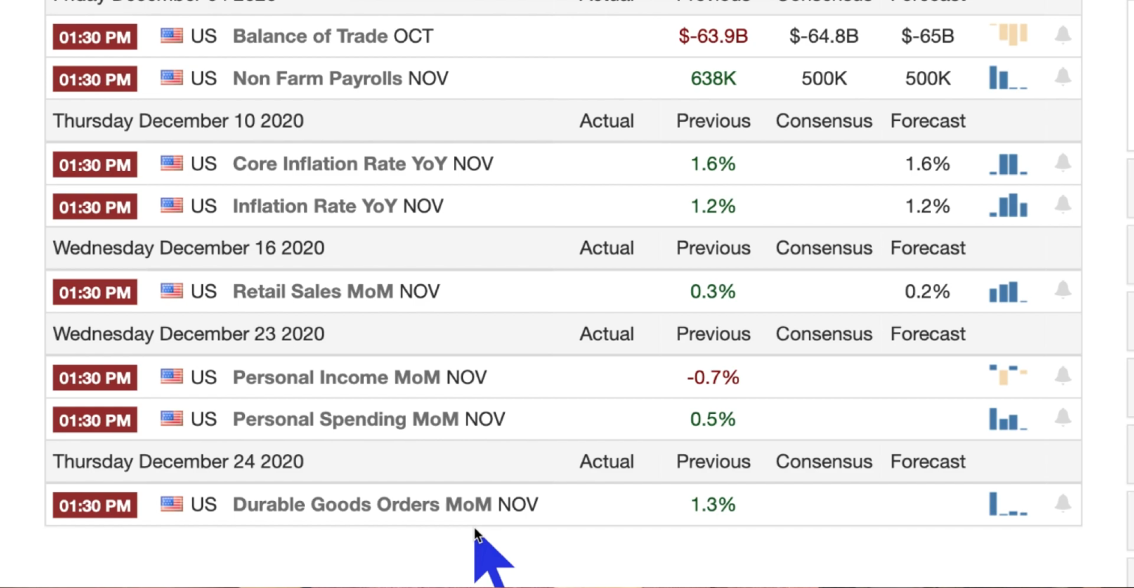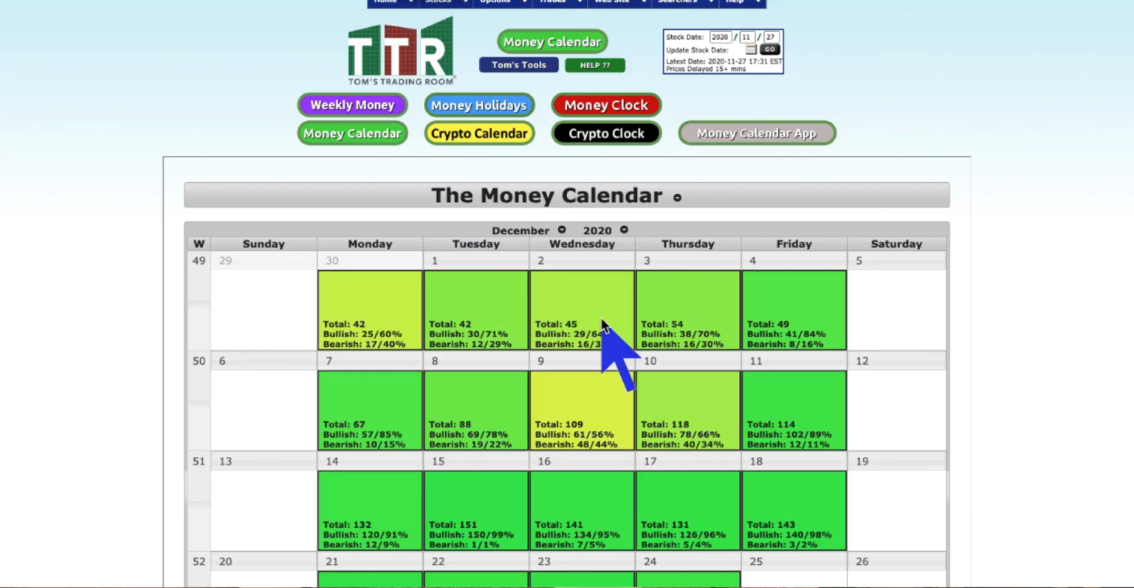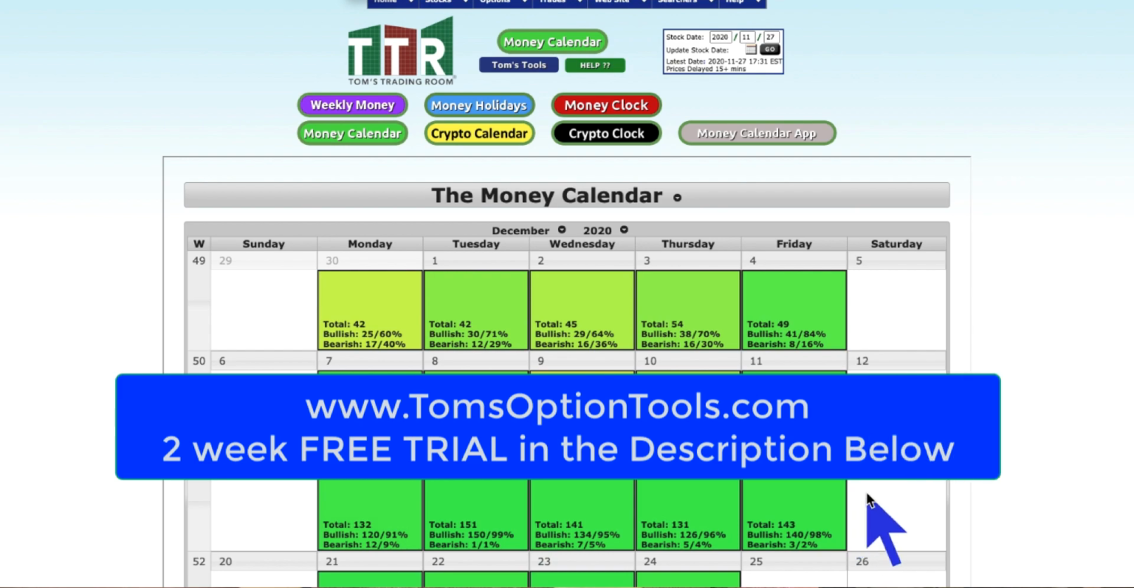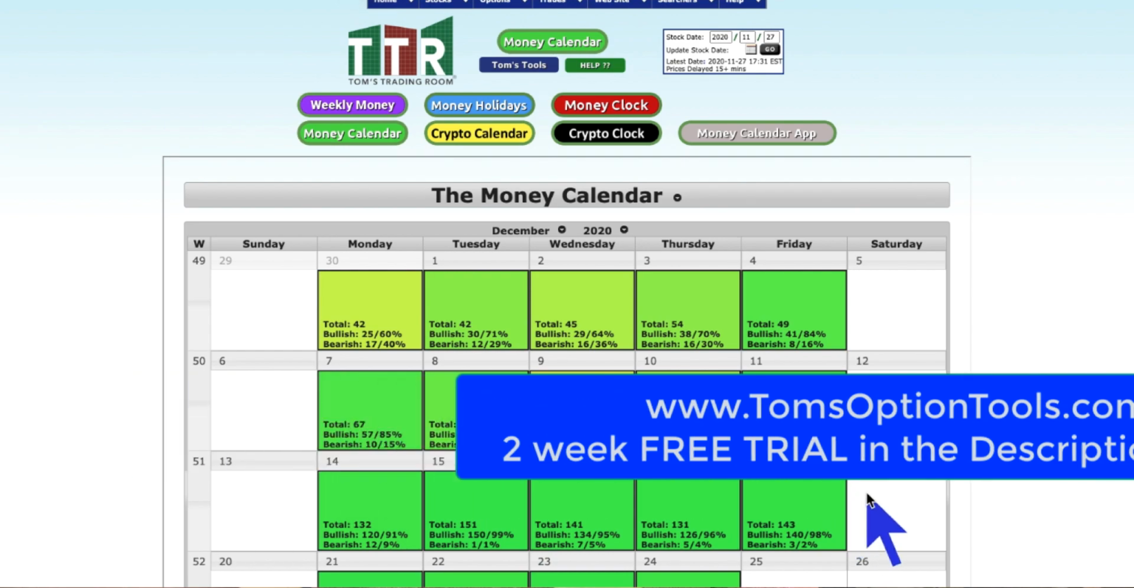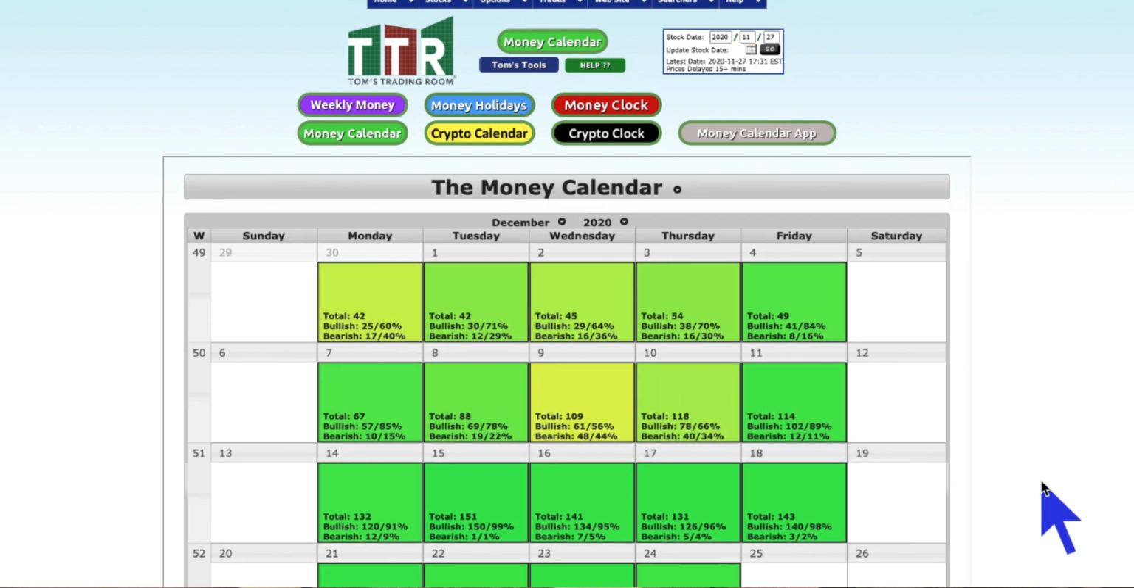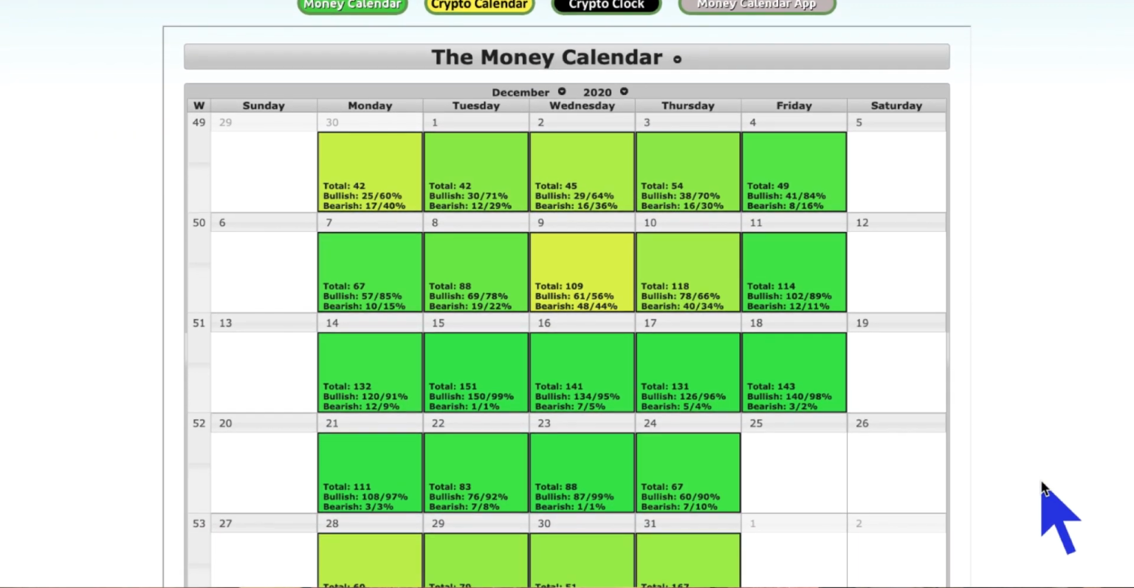Now, you want to take a look at my calendar? All right, so my calendar shows something a little bit different. For those of you that haven't seen this, this is a calendar where I take 10 years of data on the world's most popular stocks, and I am looking for patterns. I'm looking for the best day to buy and the best day to sell. If I have green on the screen, that tells me there are more bulls than bears. If there's red on the screen, that tells me there are more bearish opportunities than bullish.